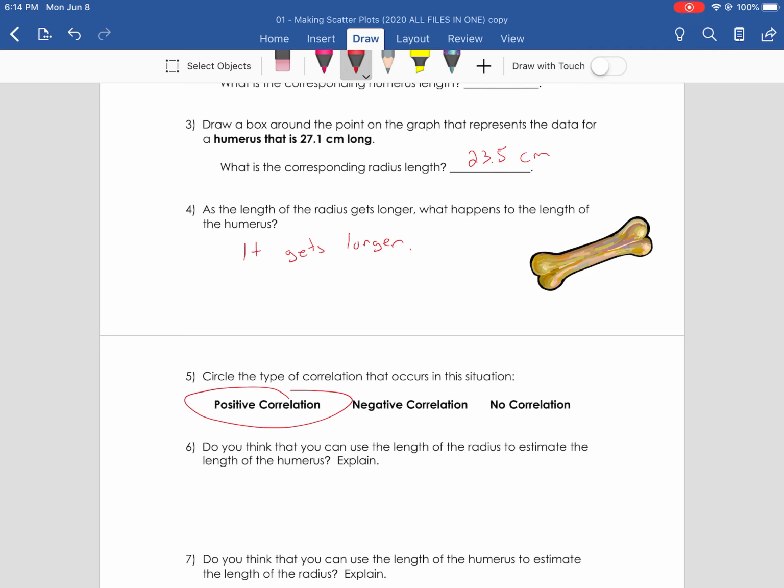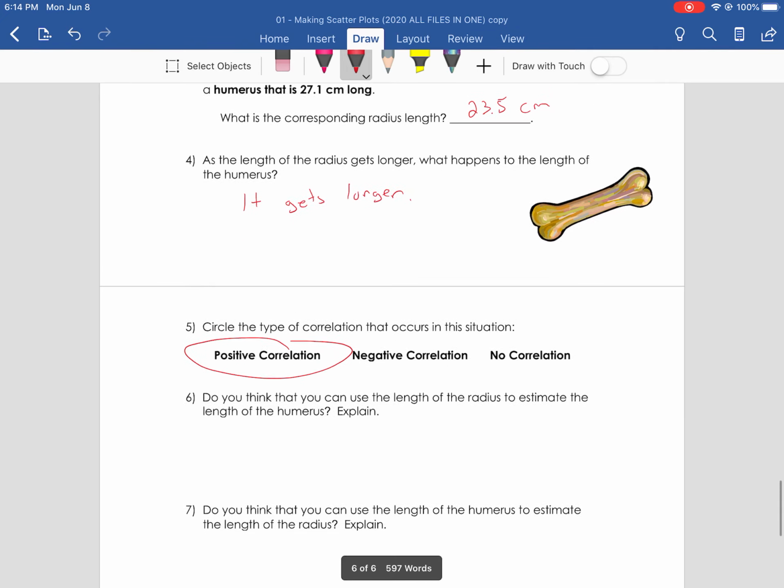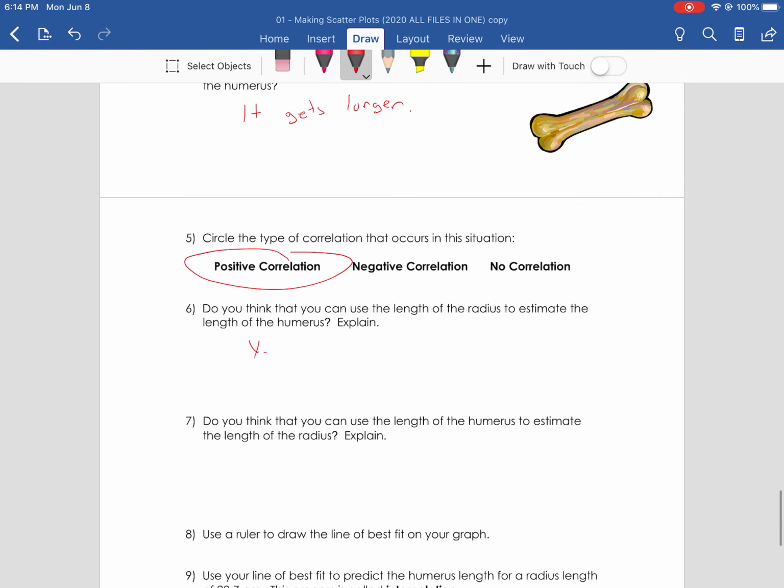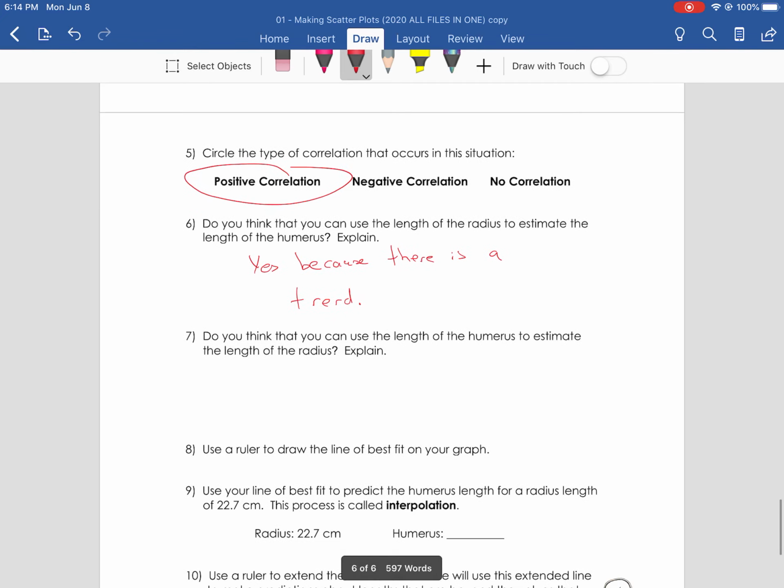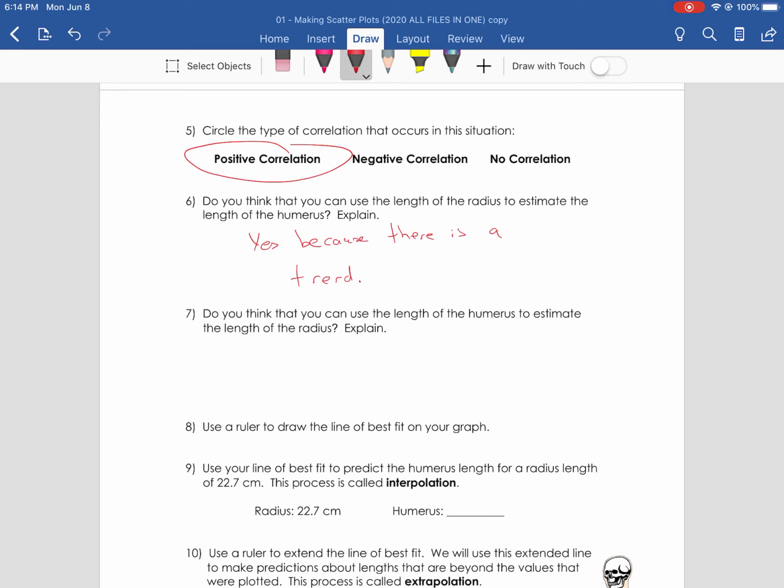because it's going upwards. Now, do you think that we can use the length of the radius to estimate the length of the humerus? Yes, because there is a trend. And it's a little scattered. Will the prediction be great? Maybe not, but we can make a prediction. Do you think that you can use the length of the humerus to estimate the length of the radius? Yes, because there's a trend.